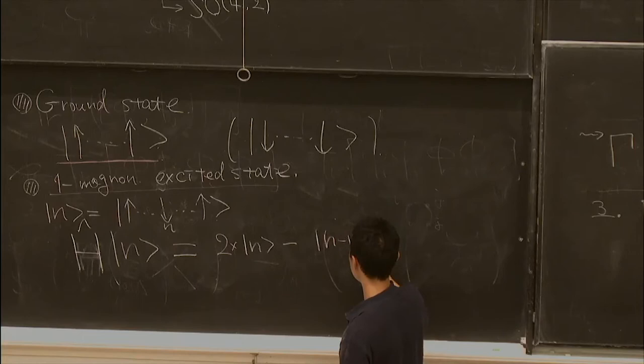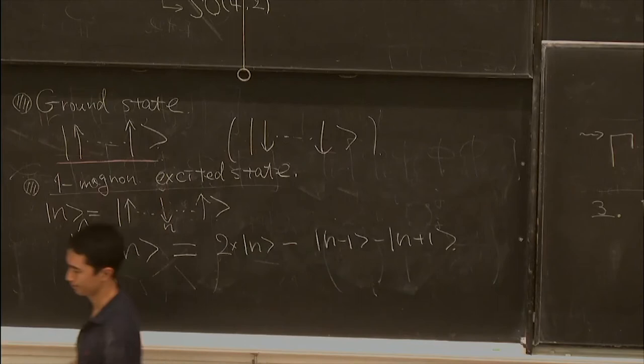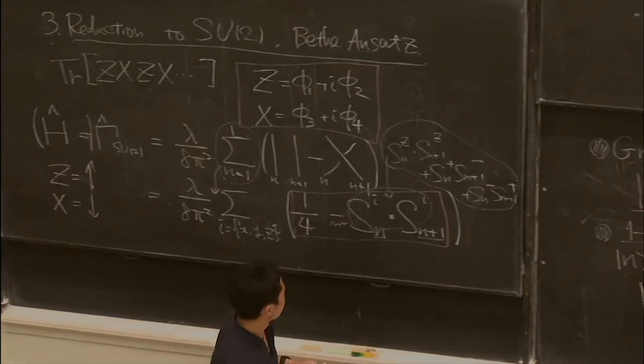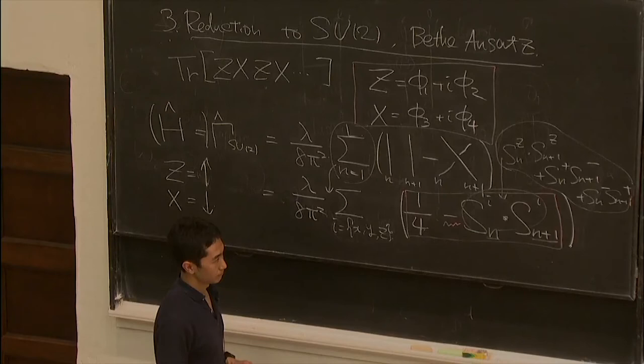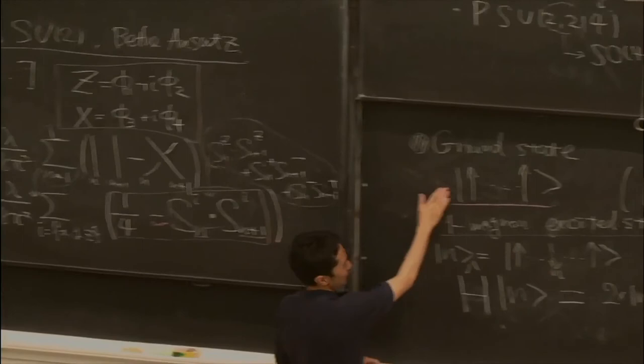Is this clear? How do you flip the arrows? OK, so I'm not trying to relate this and this. I'm just considering a different set of operators, which can also be an eigenstate of this.